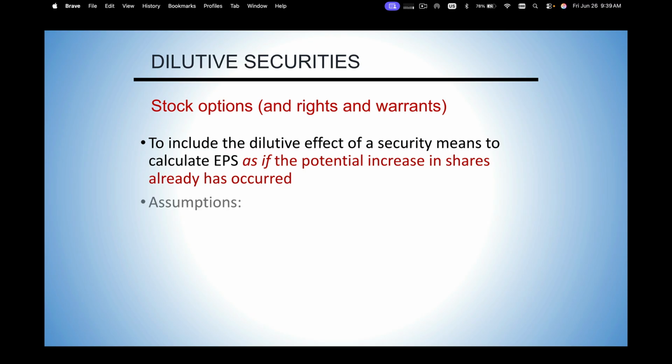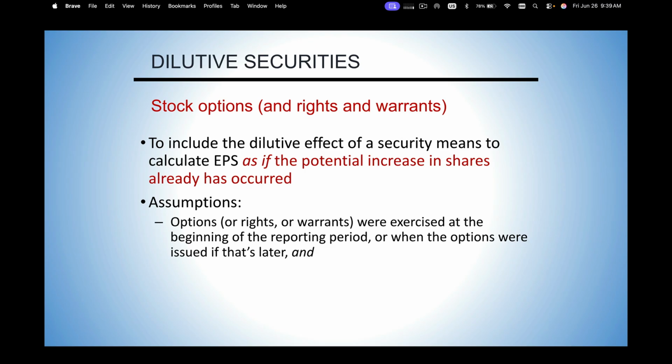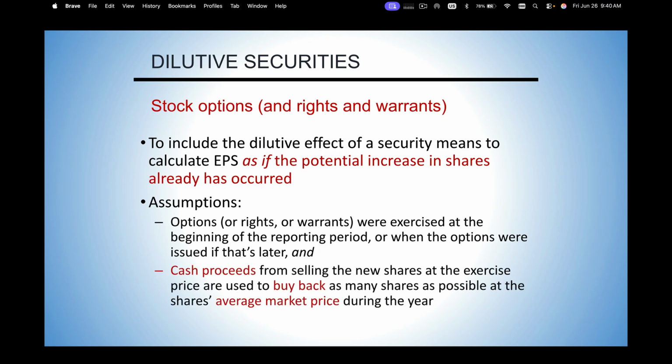And so what we do is we assume that the options are exercised at the beginning of the reporting period, or if they were issued later during the year, at that date. And the cash proceeds, that is the exercise price that the option holders tender to the company, is used to buy back shares at the current market price during the year, the average market price during the year.